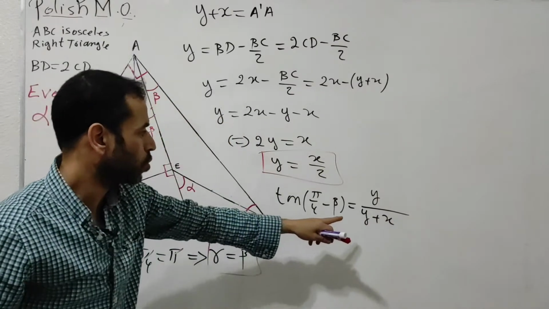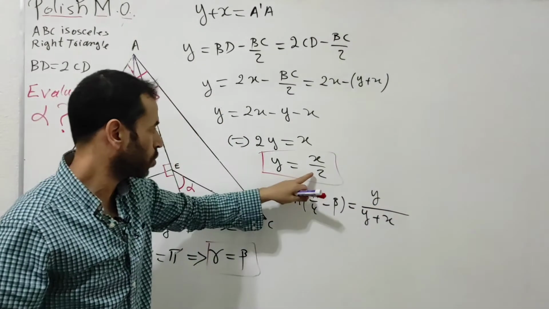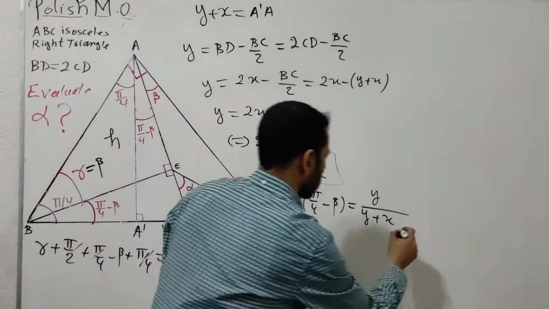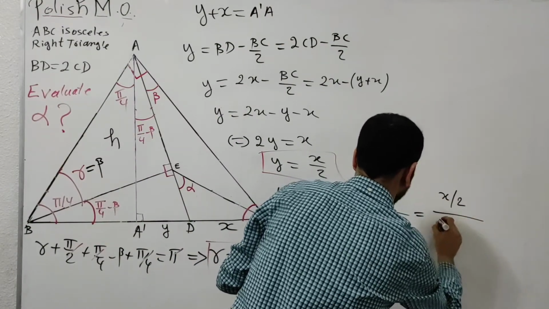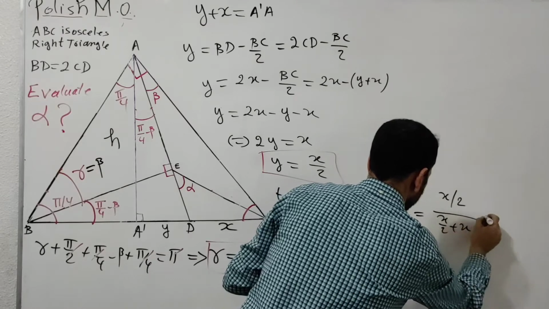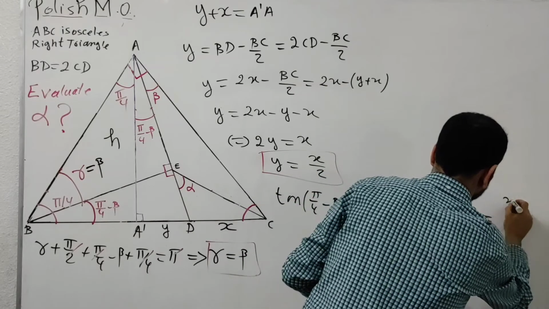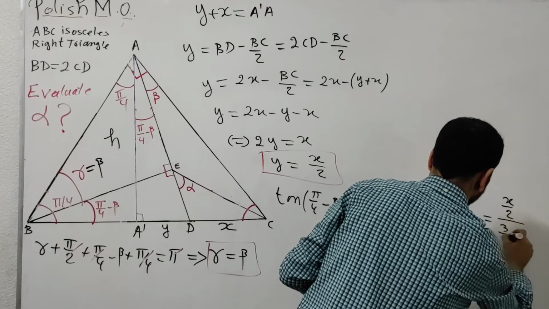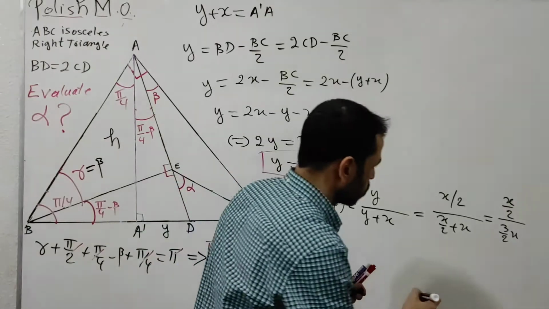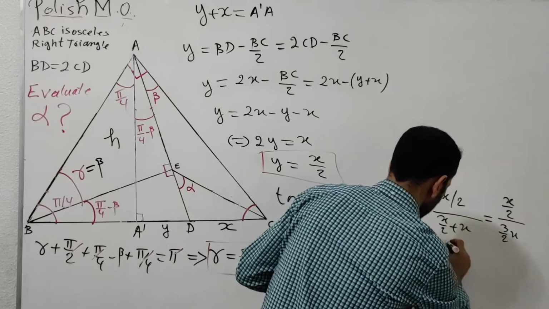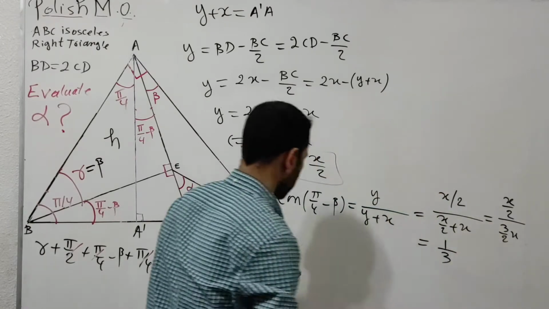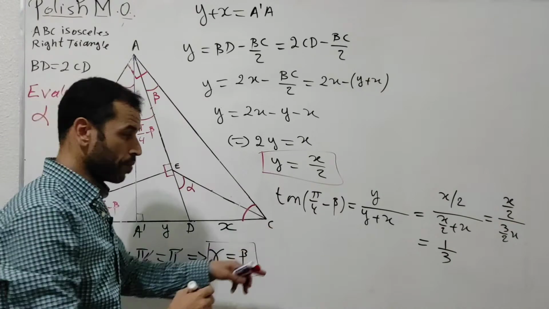I'm going to replace y with its value because I already found it. It's giving me x over 2 divided by x over 2 plus x. This one is giving me x over 2 divided by 3 over 2 x. I'm going to simplify this one. This one is giving me 1 over 3. Okay, what do we know about the tangent?